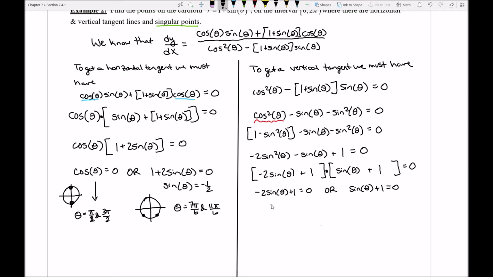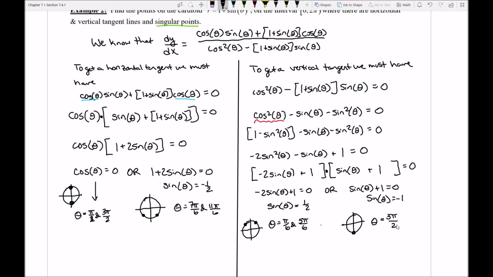The first one here is going to tell me that my sine of theta is going to need to equal a positive 1/2, and I know that that's going to happen at some points around here on the unit circle. Specifically, that's going to be at pi over 6 and 5 pi over 6. On the other side, I'm going to get my sine of theta needs to be equal to negative 1. I know that that only happens down here, and so there's only one value of theta that's going to make this work on the specified interval.